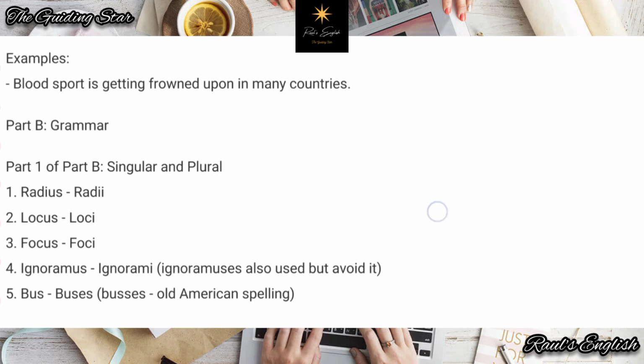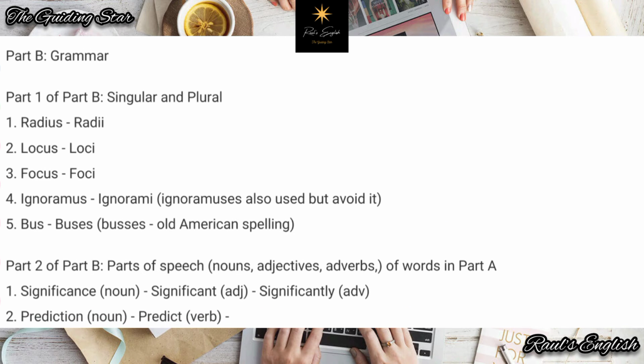Let's do part 1. Singular and plural. All right, radius, 1 radius, 2 radii. 1 locus, 2 loci. Focus, foci. Ignoramus, ignorami. Some people, especially in America, use ignoramuses. Avoid it. It's not a very good word. It doesn't sound very good.